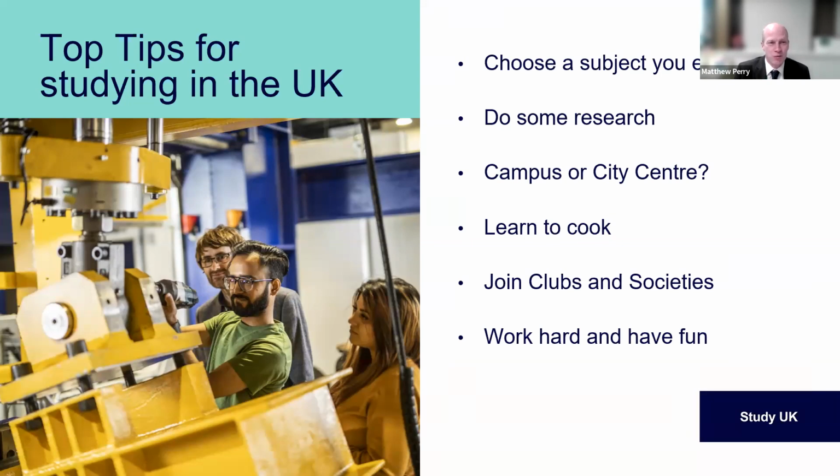Another good way of meeting new friends and people is to join clubs and societies. Universities have lots of sports clubs, and they also have lots of societies where you can meet like-minded people who share similar hobbies. One of my favourite societies here at the University of York is actually the Baking Society, where you can go and make lots of lovely cakes and share those with your friends. But whatever you're in, there's probably going to be a society for you.